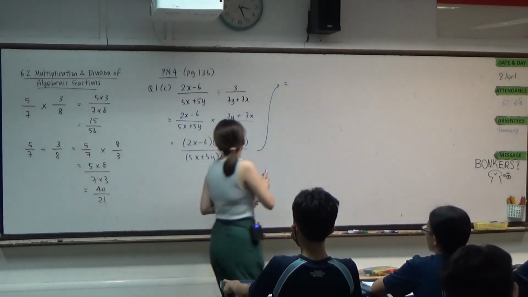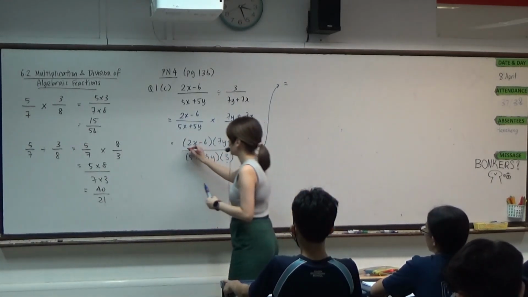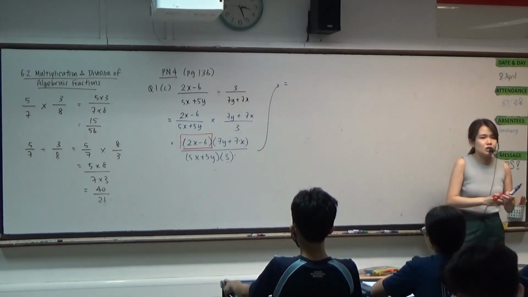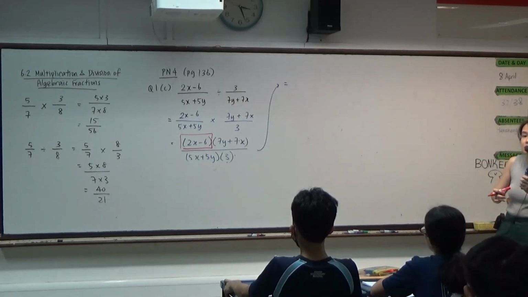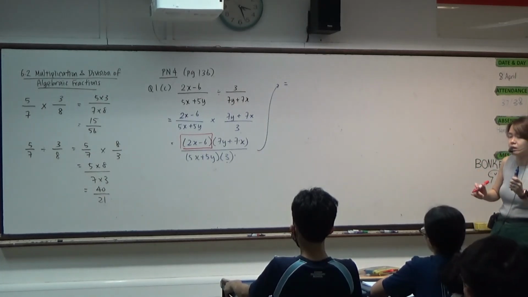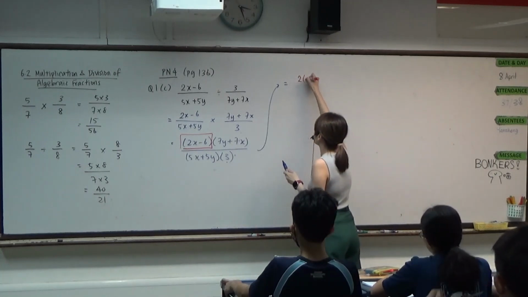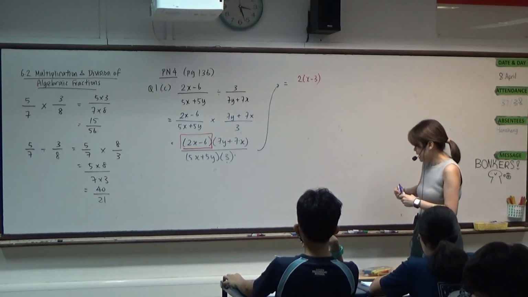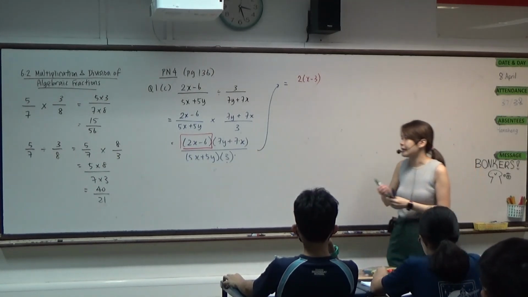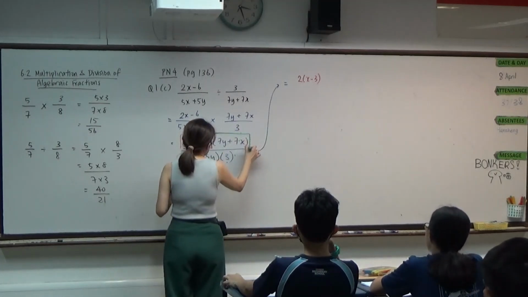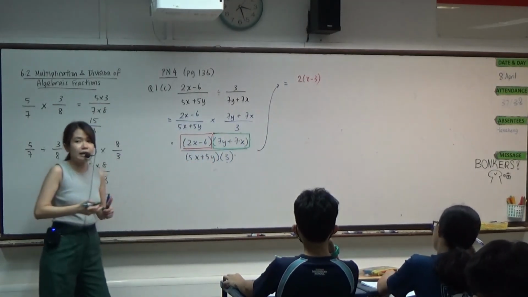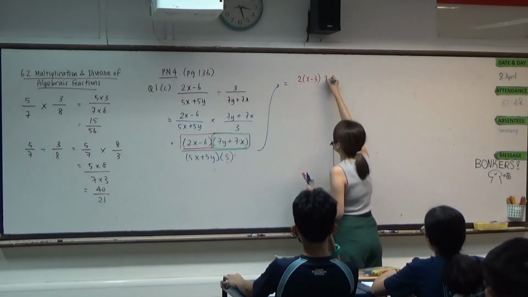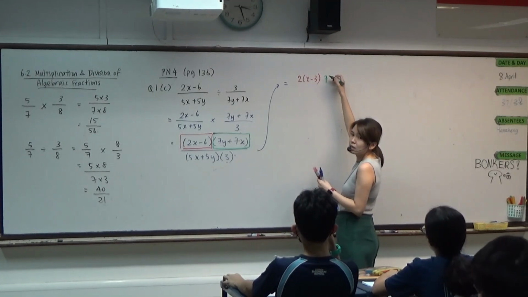So 2x minus 6, this one over here. What do we get upon factorization? 2 bracket x minus 3. So that is the factorization of 2x minus 6. Then we have 7y plus 7x, which we also want to factorize. 7 bracket y plus x.